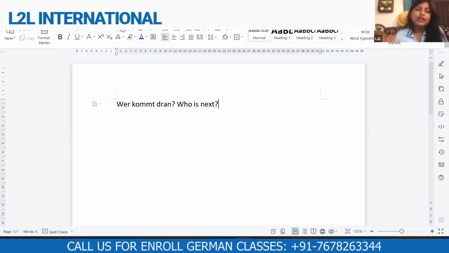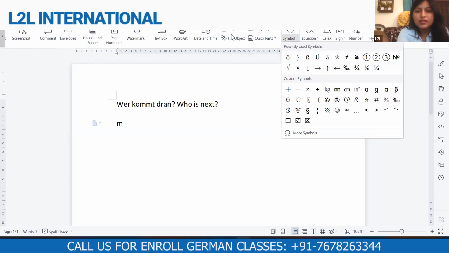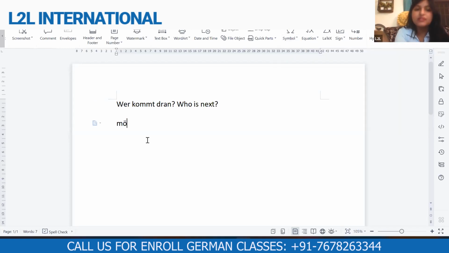"Was möchten Sie?" Now, the whole topic that we're going to discuss today is this particular verb, möchten, and how we use möchten in a sentence. Möchten is basically a modal verb. We have some other modal verbs as well in German, but this is the first modal verb that you're going to learn in this chapter, along with a few more. This means would like. Like I say, I would like to have 150 grams of chicken, please. So the person asks you, what would you like to have? The question is, "was möchten Sie?"